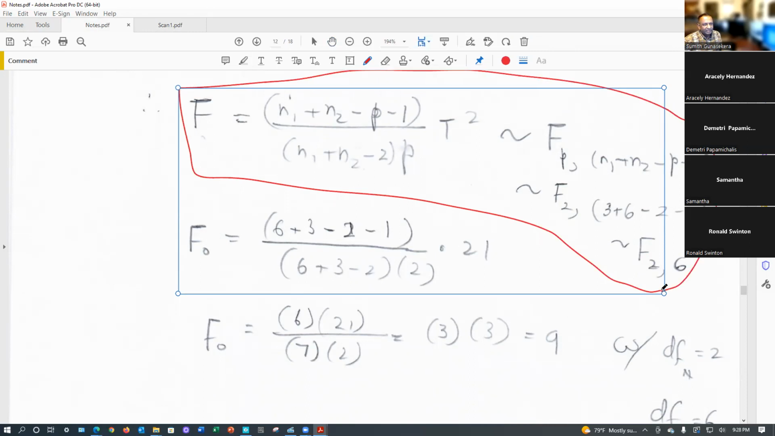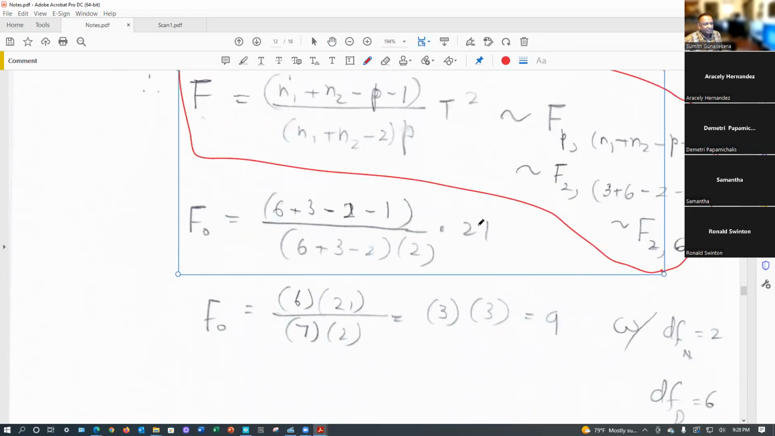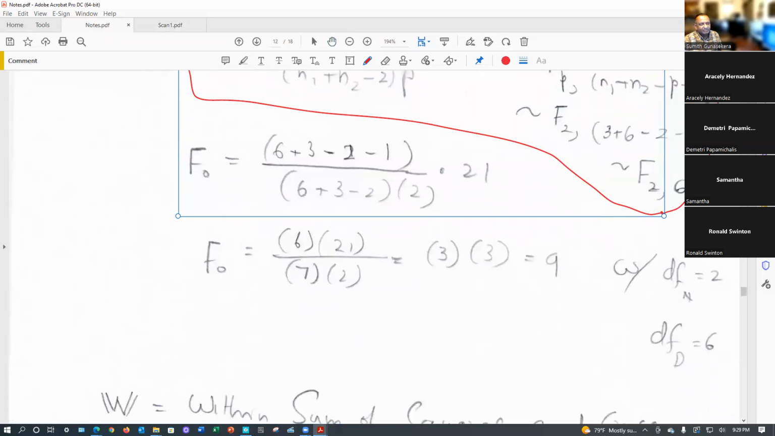Okay. The very moment that you plug in that one, this part you cannot talk about. See? You cannot talk about this distribution. There's no distribution. You have just a particular value only. That's why I call that one F naught. Okay, but their degrees of freedom are 2 and 6.